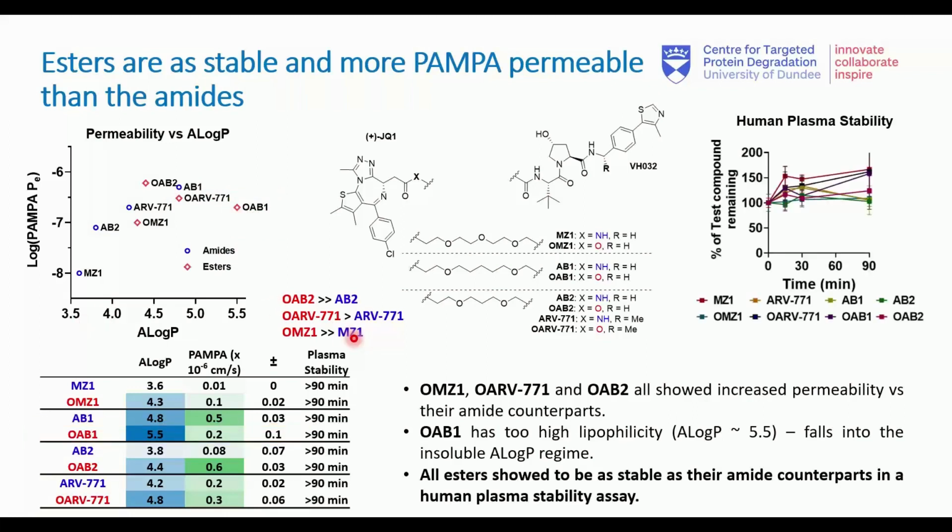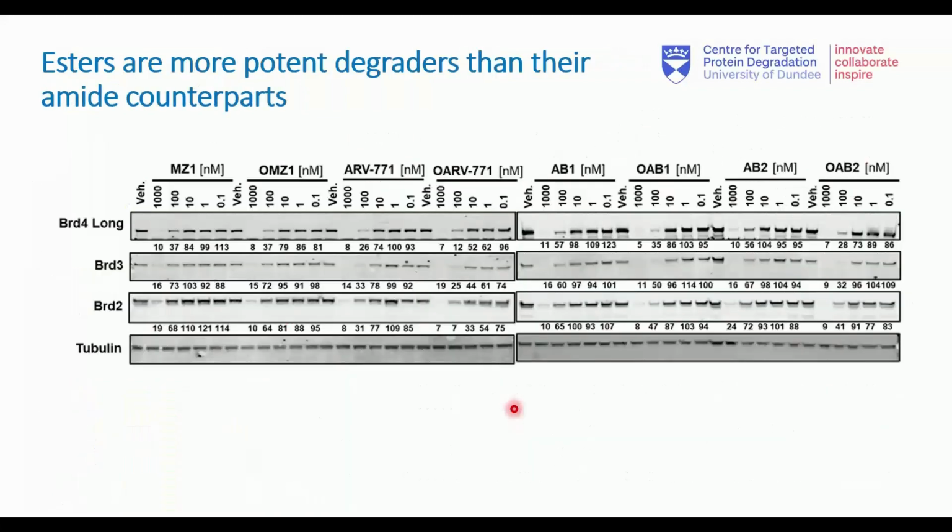And what was really interesting is that we used the human plasma stability assay as shown previously, and all compounds showed excellent plasma stability, whether it be an amide or an ester. And this is really nice to see, and it must be due to how rigid and bulky JQ1 is at just blocking the esterase activity at this position. So this is really encouraging.